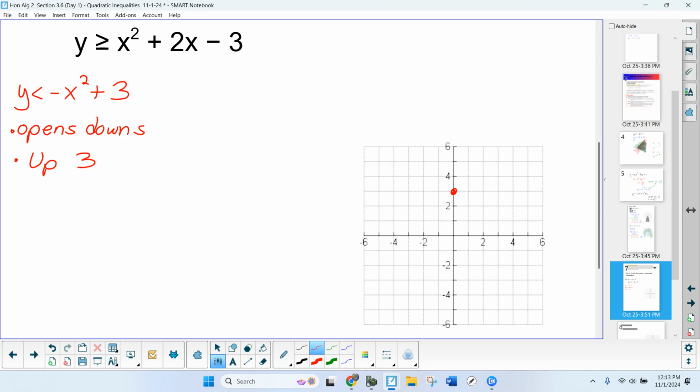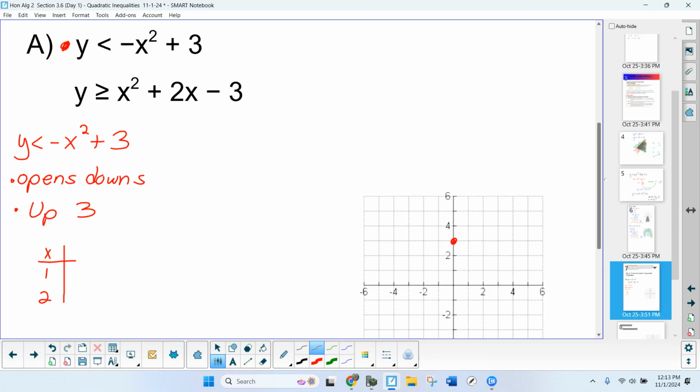Now, some of you know the pattern with the points. If you do, you can put them on. If you don't, I would pick the points 1 and 2 and put them in there. I wouldn't even grab my calculator. What's 1 squared? What's -1 plus 3? 2. What's 2 squared? What's -4 plus 3? Okay, some of you know that these ones will be 1 away, and this will be 4 away from the vertex. But if you don't know that, make your table values.